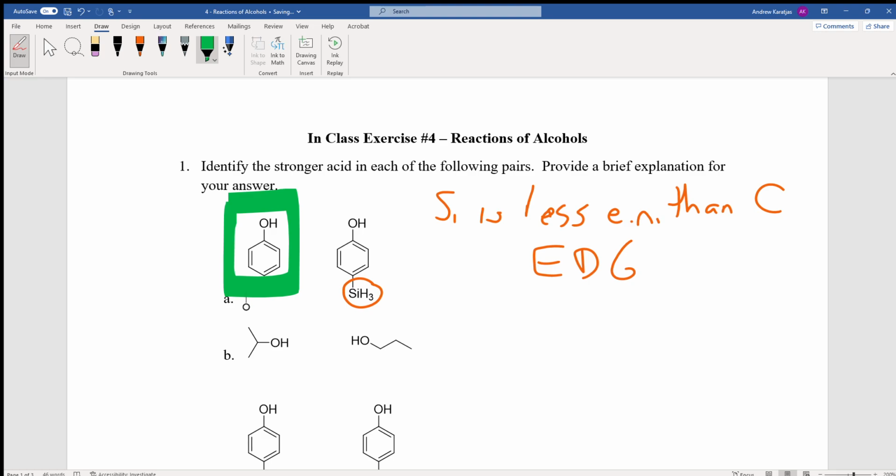In part B, we have two alcohols. Both alcohols are attached to 3 carbons. The difference is the arrangement of those 3 carbons. And so in the first compound, isopropanol, we have 2 methyl groups directly attached to the carbon with the alcohol. In 1-propanol, our compound on the right, there's just a single carbon group, and while it may be bigger, the fact that it's only 1 carbon group that's directly attached to the carbon with the alcohol means there's less electron donation taking place, and therefore a stronger acid.